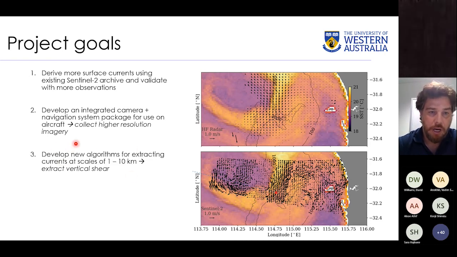And third, we're looking at developing new algorithms for extracting the currents at these scales, in particular looking at how we can get not just a single estimate of the current, but also the vertical shear.